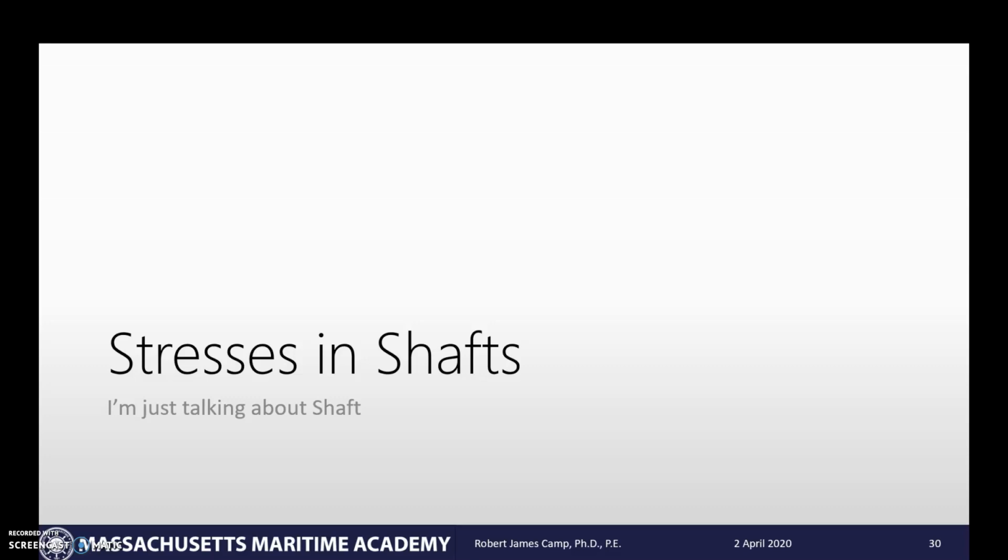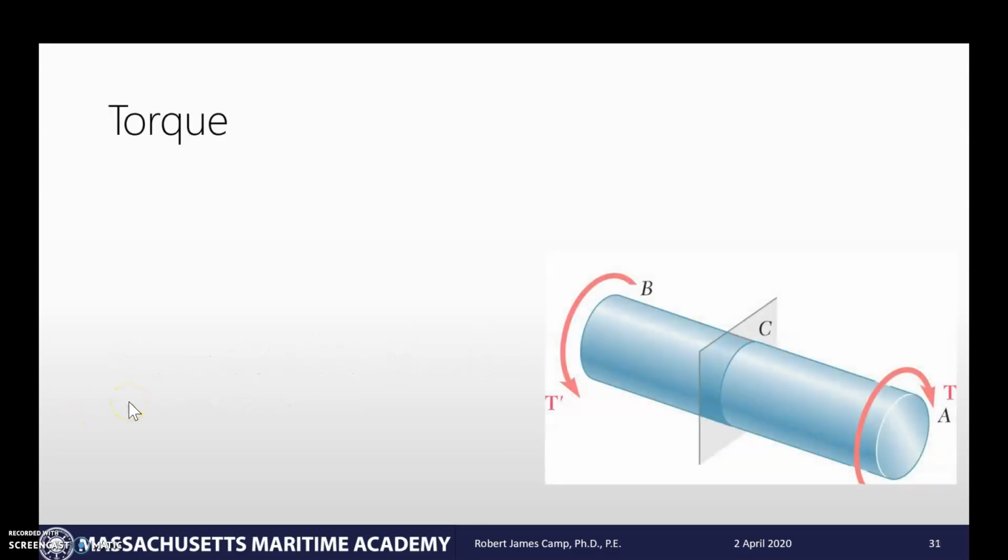Okay, now we're going to move on and start taking a look at different kinds of force applications. So we're pretty much done with normal force right now. Now what I'm going to start looking at is stresses in shafts. As we look at shafts, we're applying force in a slightly different manner because now we are twisting things. Torque is a moment that tends to twist a member about its longitudinal axis.